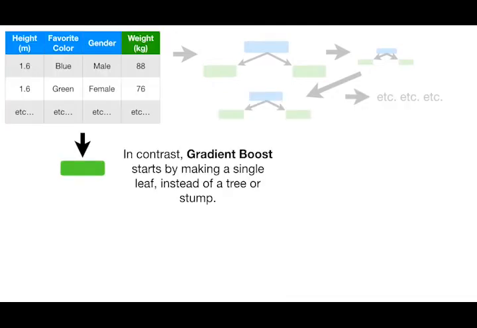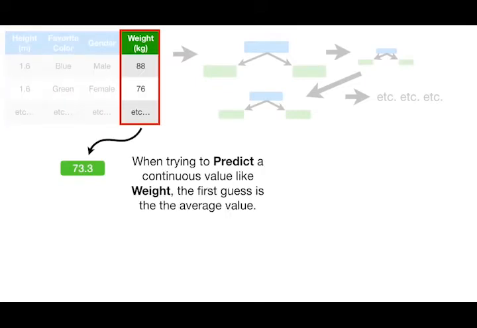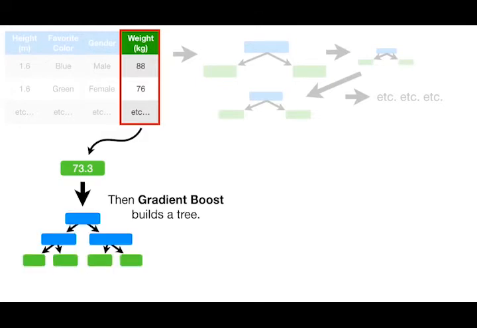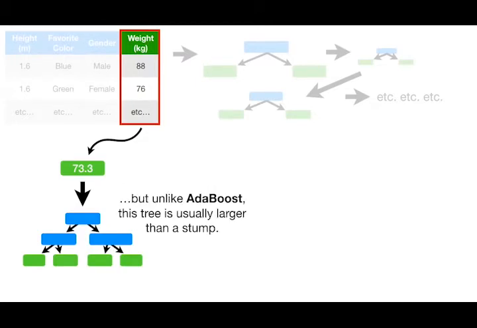In contrast, gradient boost starts by making a single leaf instead of a tree or stump. This leaf represents an initial guess for the weights for all of the samples. When trying to predict a continuous value like weight, the first guess is the average value. Then gradient boost builds a tree. Like AdaBoost, this tree is based on the errors made by the previous tree. But unlike AdaBoost, this tree is usually larger than a stump.